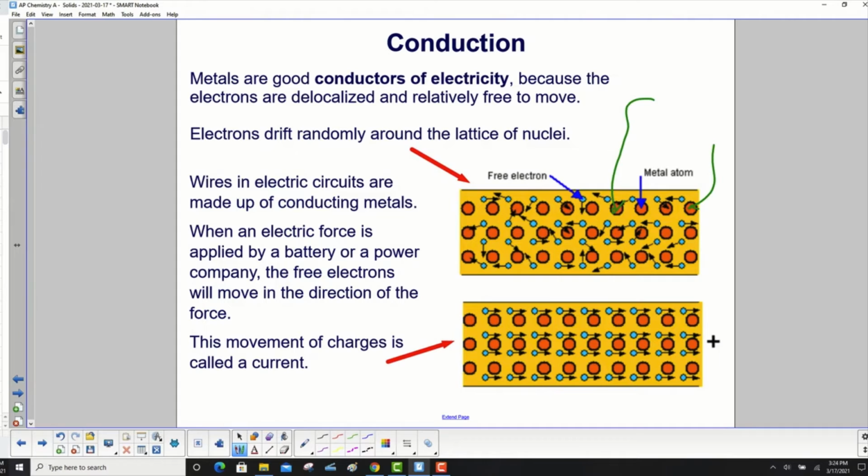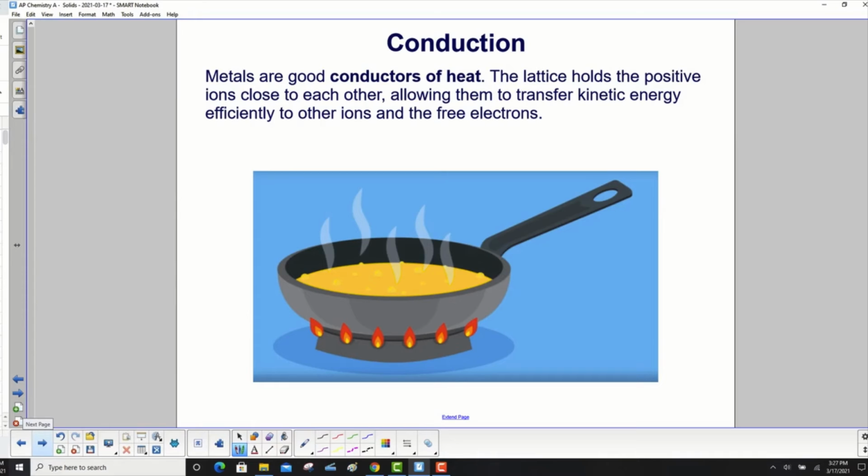When an electric force is applied by a battery or a power company, the free electrons will move in the direction of the force. And here's the force pushing the electrons all in the same direction. This movement of charges is called a current. Metals are good conductors of heat.